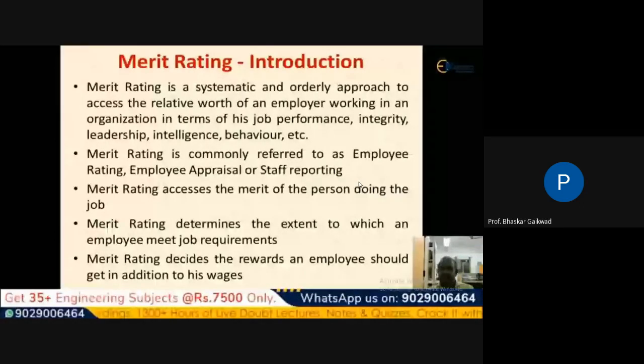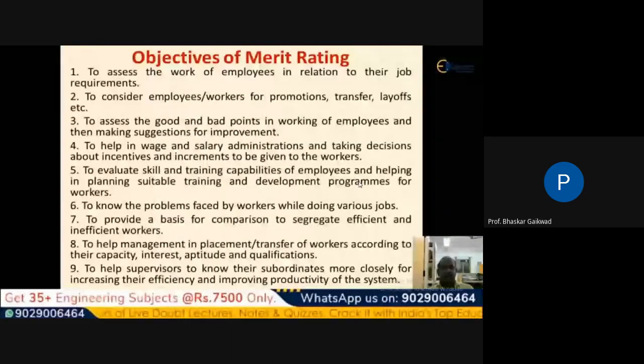So again, what is the objective? To assess the work of the employees in relation to the job requirement, and to consider the employees for promotion, transfer, layoffs, etc. If he is not skilled enough or his behavior is not good enough, he can even be laid off. And to assess the good and bad points in the working of employees and then make suggestions for improvement.